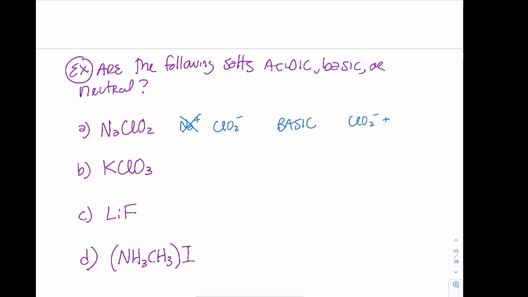ClO2 minus does react with water. Didn't give myself enough room here, but we would produce hydroxide ions plus HClO2, right? Because hydroxide ions is one of the things I'm producing, I have a basic solution.